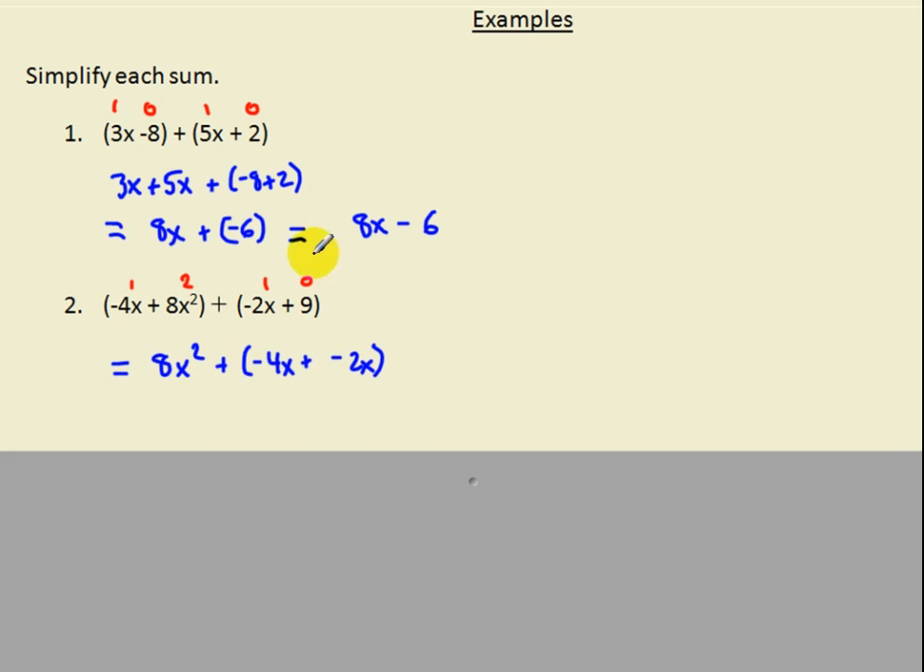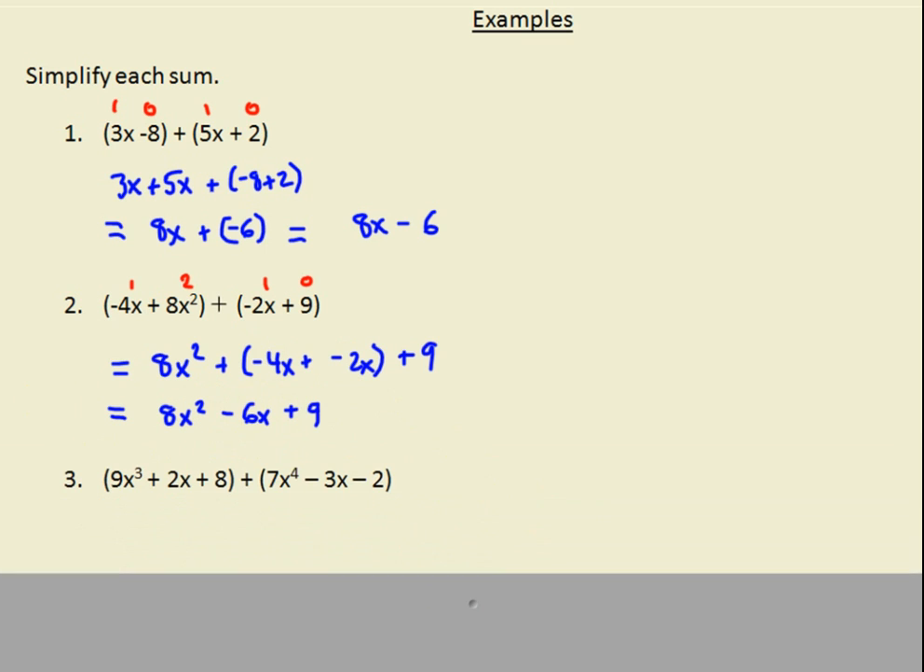Those are degree 1. And then we just have the 1 constant with degree 0. So now we combine here and we get 8x squared. We have negative 4x plus negative 2x is minus 6x plus 9.